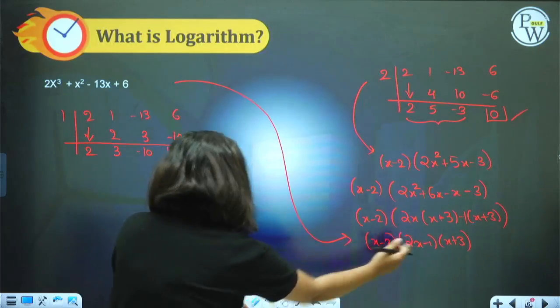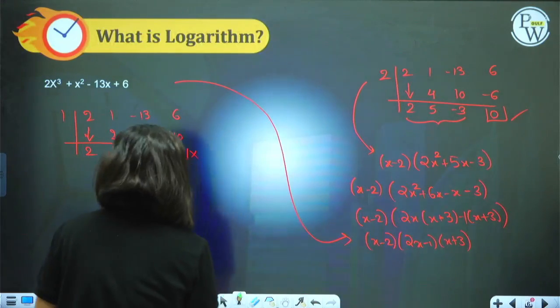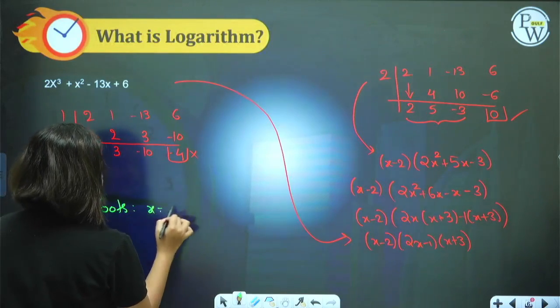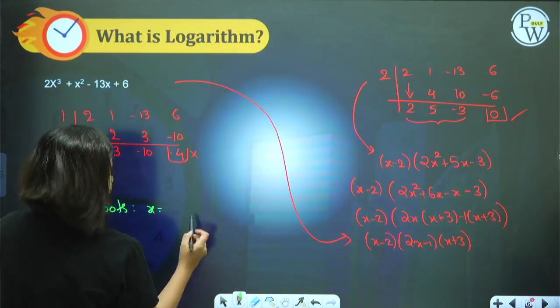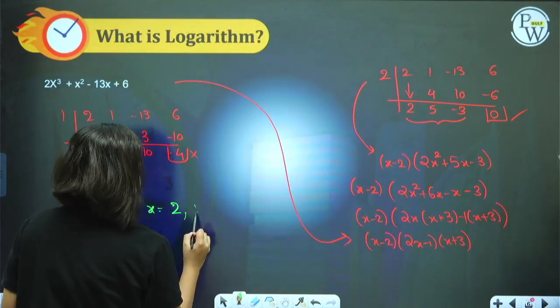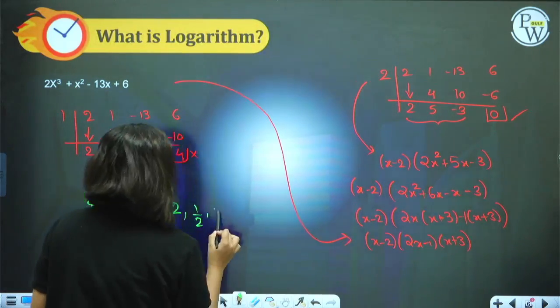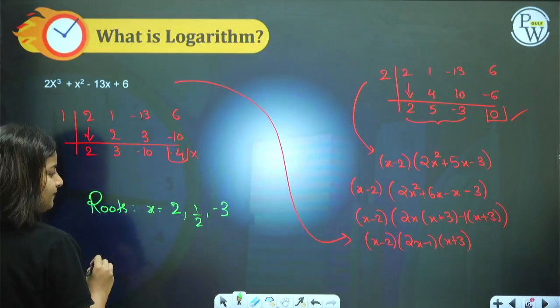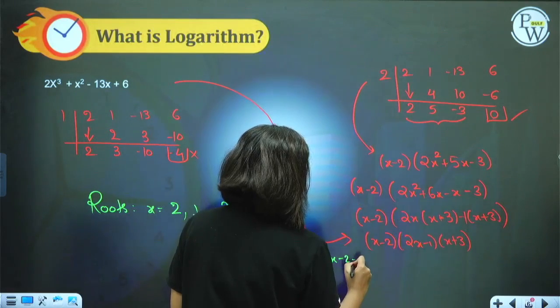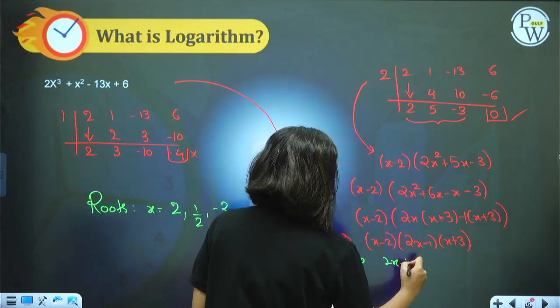These are called factors. And if I ask you roots, roots means the values of x, the values of x which will satisfy this cubic. From here x is 2, from here x is 1 by 2, and from here x is minus 3. These are the roots. How do you get the roots? By putting each factor equal to 0. That's how you get roots, isn't it?